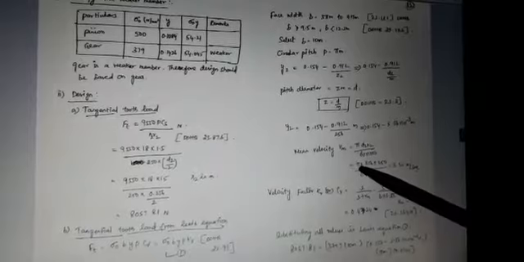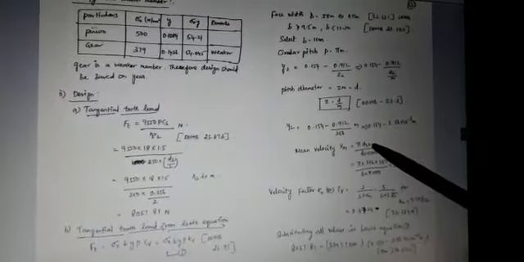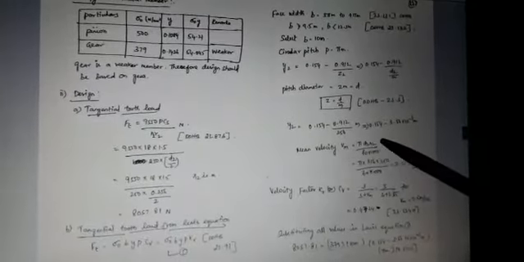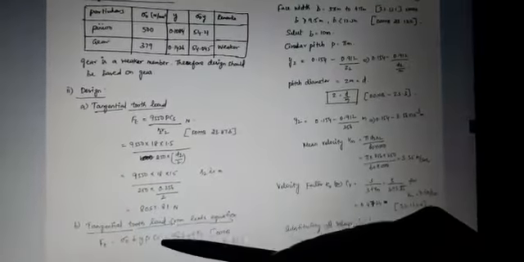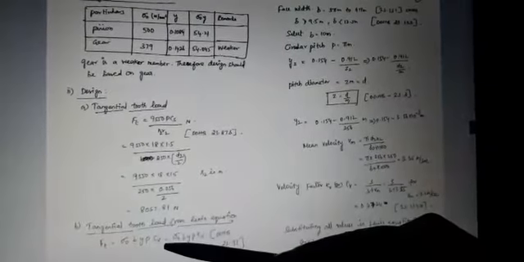So pi into d2 in terms of millimeter, that is why we should divide it by 1000, multiplied by n2, because we have to design based on the gear, that is why we use the notation 2. Pi d2 n2 divided by 60 into 1000. So you get the mean velocity value in terms of meter per second. So 3.35.